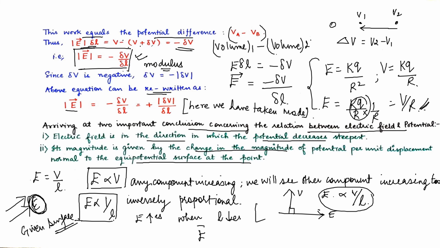E is defined as potential per unit displacement.